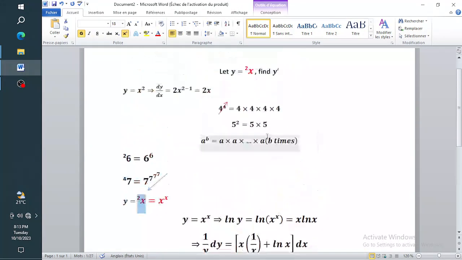Now this is called exponentiation, while this is called tetration. So that's the name given to it. So this is called tetration and this is called exponentiation.